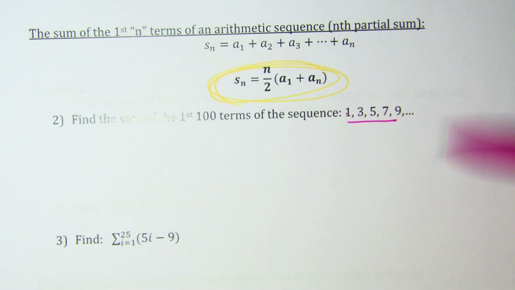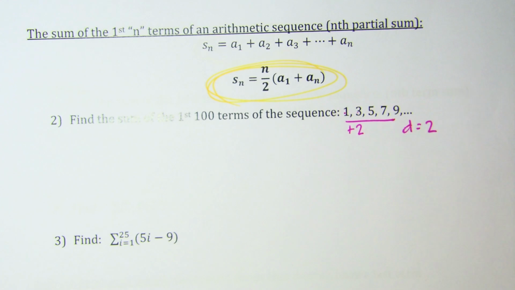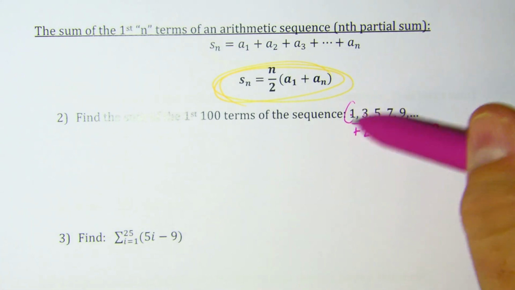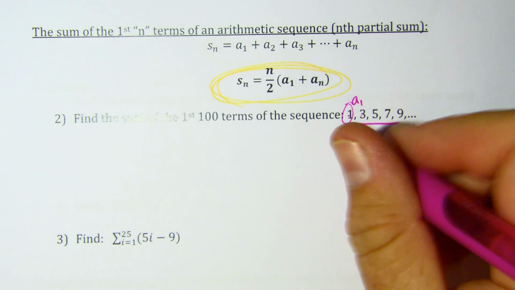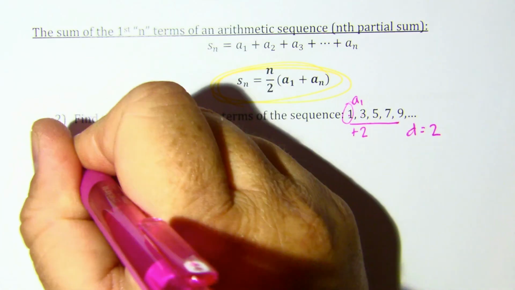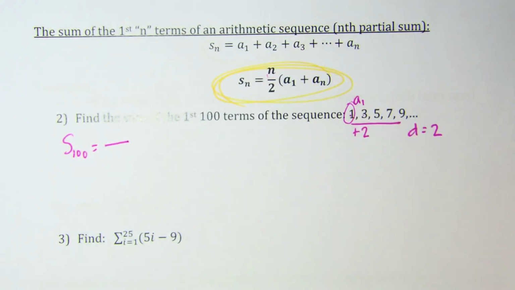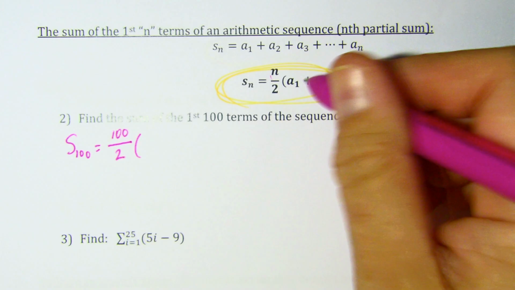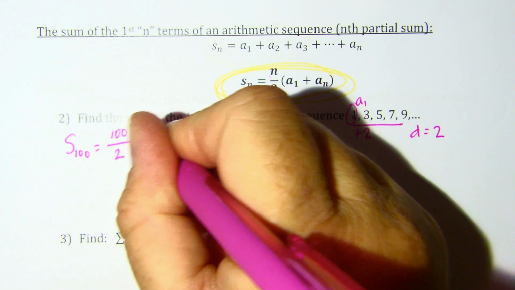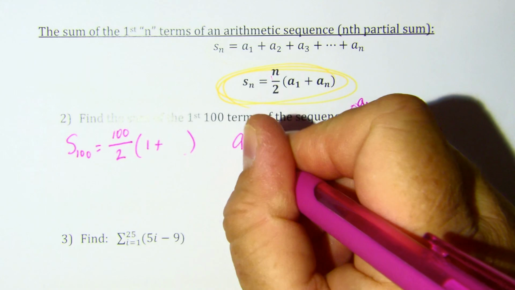Well, from one term to the next, I can see we are adding 2 each time. So my common difference is +2. And I know that my first term is 1, but I don't know my last term. But I can find it because I can write an equation for it. I want the sum of the first 100 terms, so I know n, the number of terms I'm adding up, is 100. I know the first term is 1, but I don't know the 100th term, a sub 100.